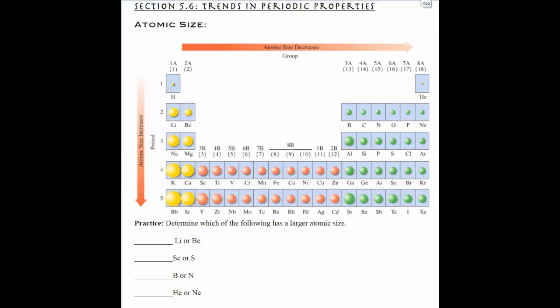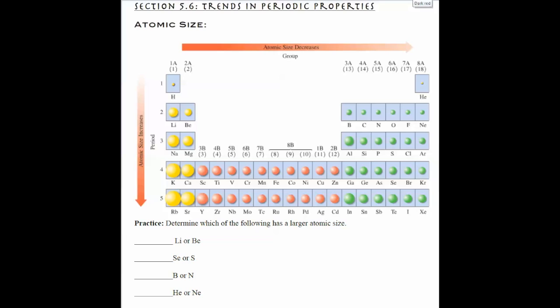So I'm going to talk about right now trends that you find in the periodic table. Specifically, I'm going to talk about atomic size and ionization energy. And these trends that we see in the periodic table are going to help us to understand why elements act the way that they do later on in the next unit.